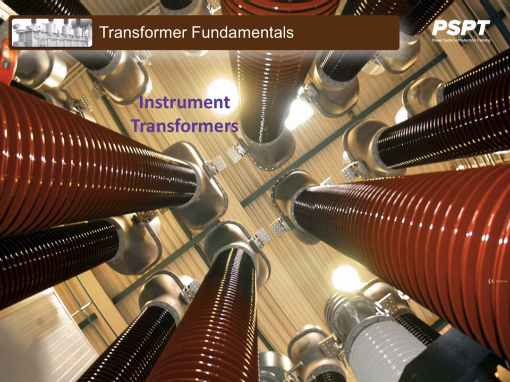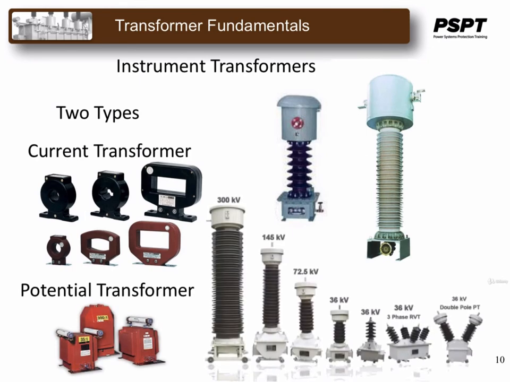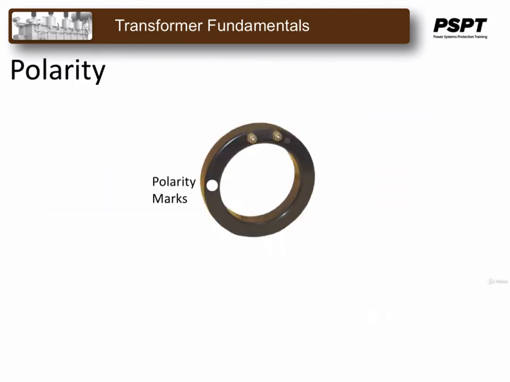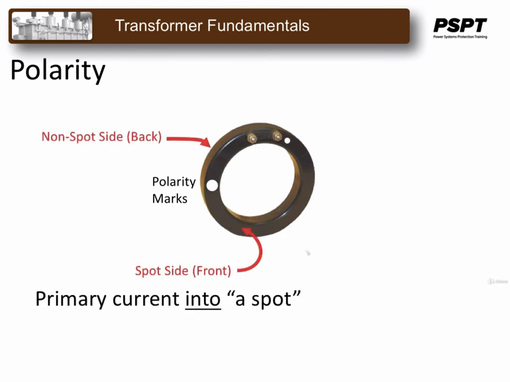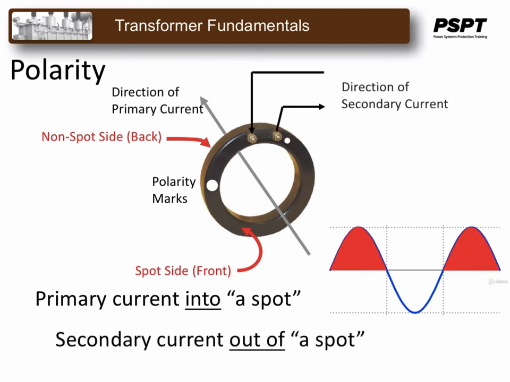As part of the development of the real transformer, we're going to be looking at some special transformers that are called instrument transformers, and in this case, it will be the two types of instrument transformers that are primarily used out there: current transformers and potential transformers. We'll be having a very close look at how we describe the polarity of these transformers. Starting with the current transformer, we will look at how they are marked so that we can predict how the secondary currents will react with respect to the primary currents.